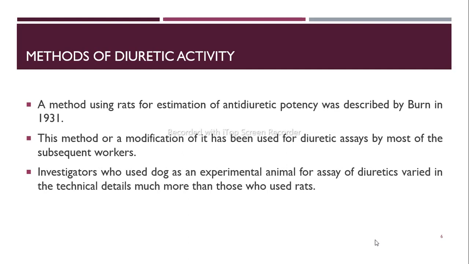Okay, so methods of diuretic activity. A method which uses rats for estimation of antidiuretic potency was first described by Lipschitz in 1943, and this method or modification of it has been used for diuretic assays by most of the subsequent workers. Okay, so that method which was developed, it proved to be like a guideline for all other workers to develop their own method.